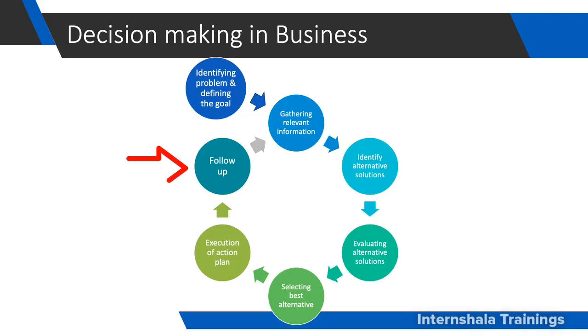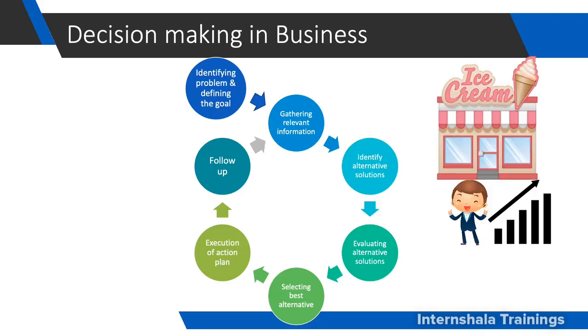The next step is follow-up. We need to continuously monitor the performance after decision has been taken and implemented. This will tell us if we have fulfilled our goal and solved the problem at hand. In case the result is not what we had desired, the process starts all over again, starting from information gathering stage. In our example of ice cream business, we need to measure sales after the new products have been launched.